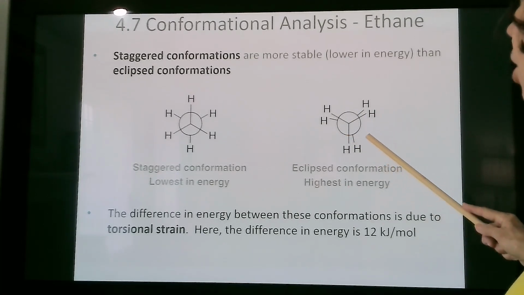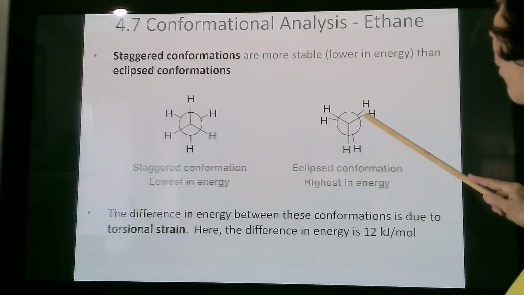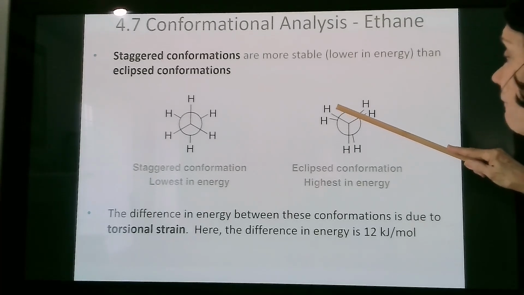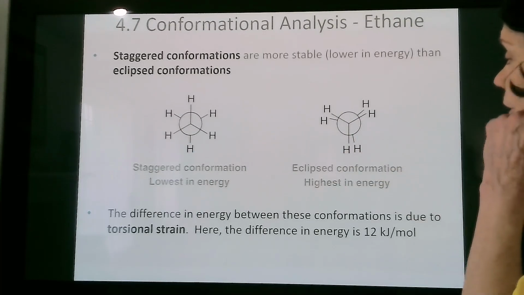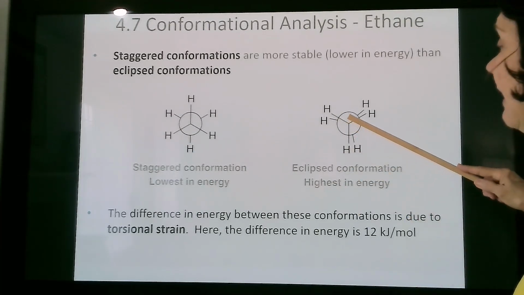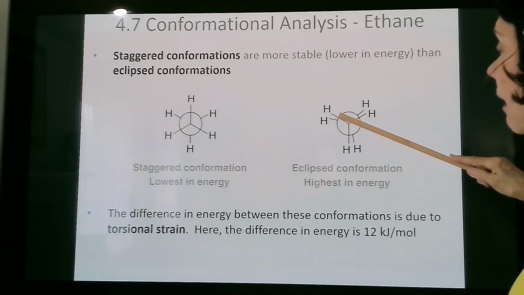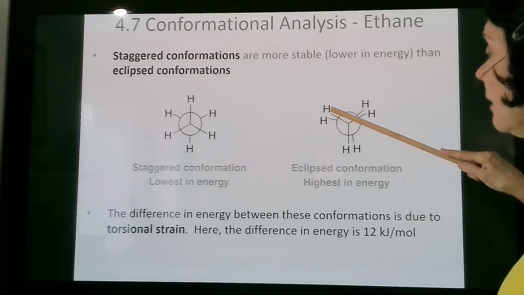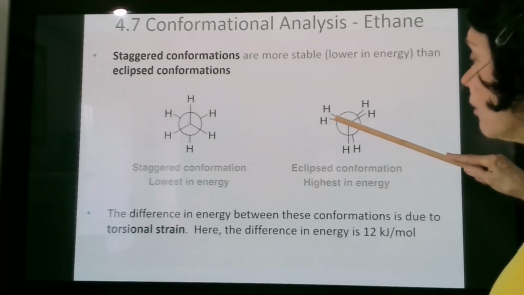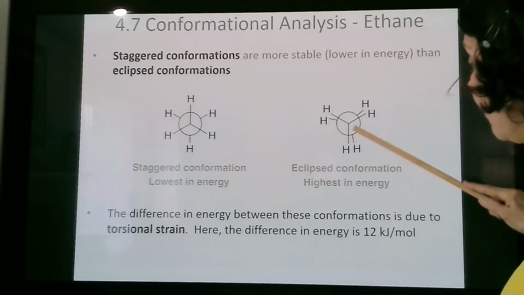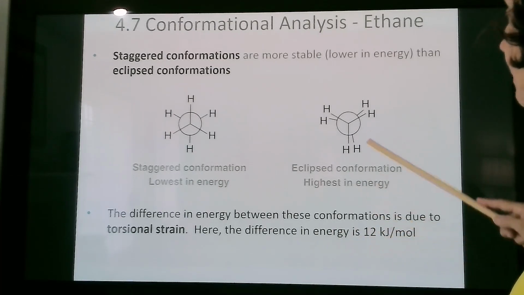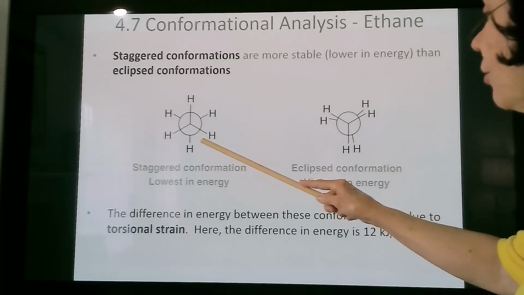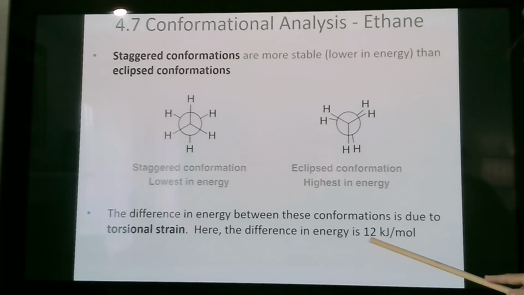So this is called torsional strain, where there is a tendency for there to be rotation about the carbon-carbon bond in the middle here in order to relieve this overlapping, the eclipsing of the CH bond in front with the CH bond in back in each of the three positions. And so the difference in energy between the staggered and the eclipsed is 12 kilojoules per mole.